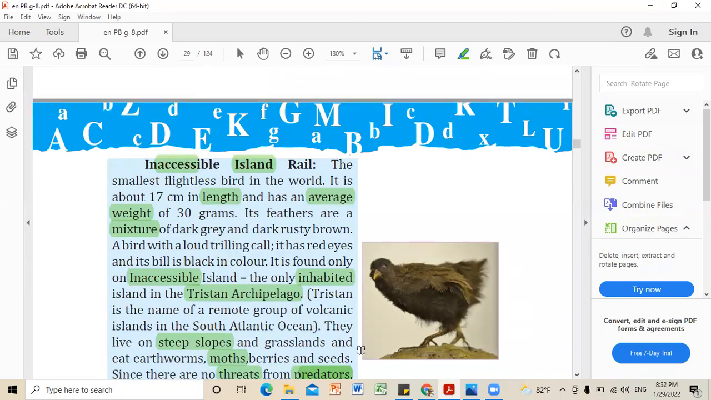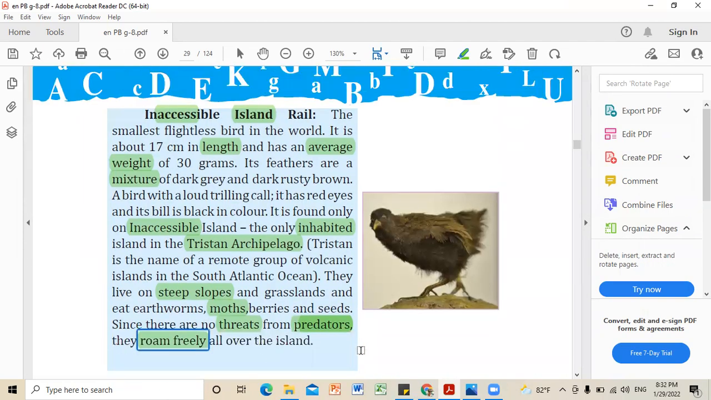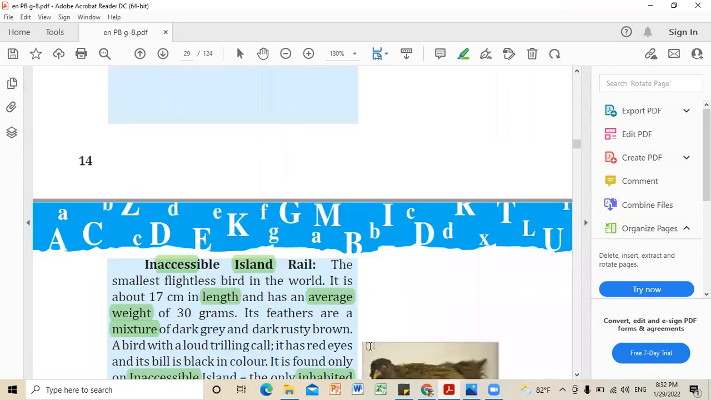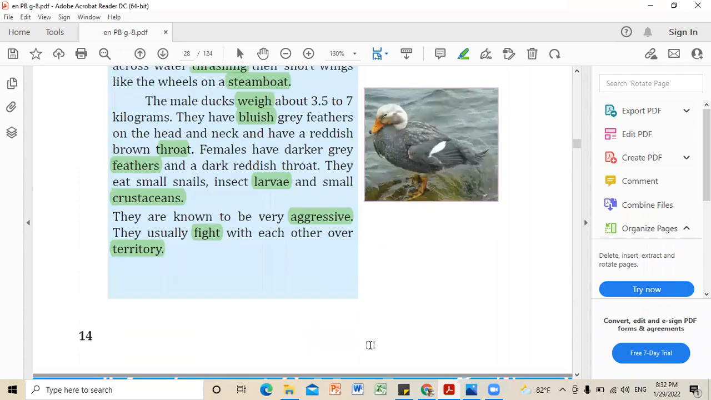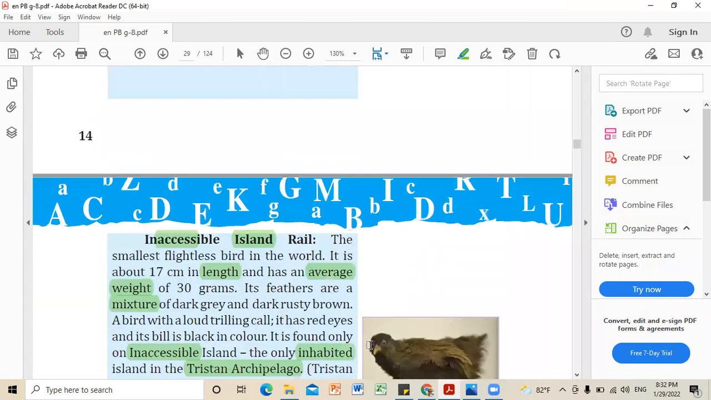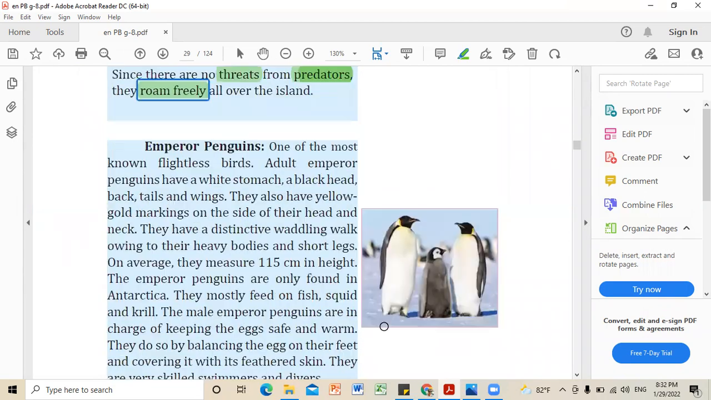Right? So that is about the inaccessible island rail. So since we have reached the time, we will stop here for today. Right, so altogether I think we have about 6 or let's say 4 more birds to be read, so it is okay. We will read the remaining 4 next week, next Thursday, and we will stop from here.